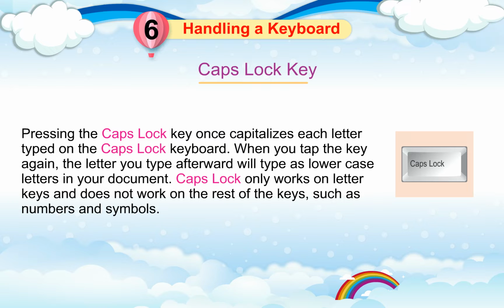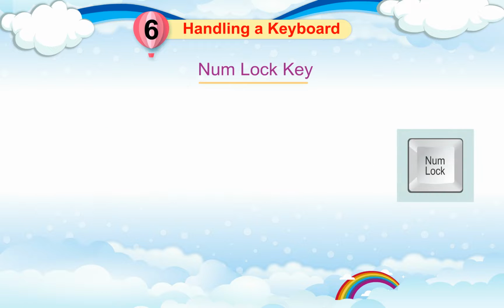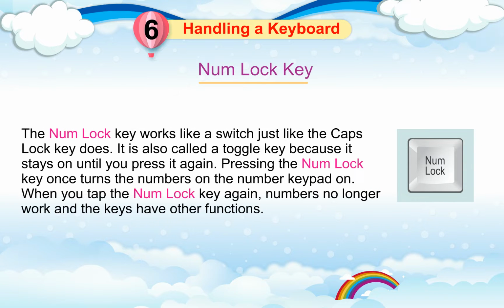Caps Lock key. Pressing the caps lock key once capitalizes each letter typed on the keyboard. When you tap the caps lock key again, the letters you type afterward will type as lowercase letters in your document. Caps lock only works on letter keys and does not work on the rest of the keys such as numbers and symbols.